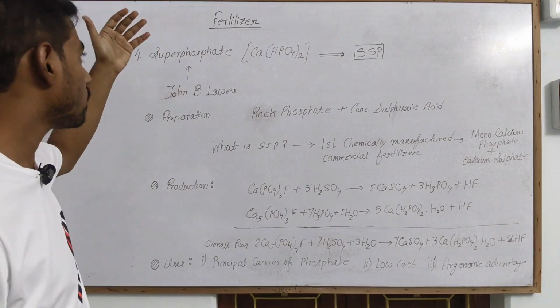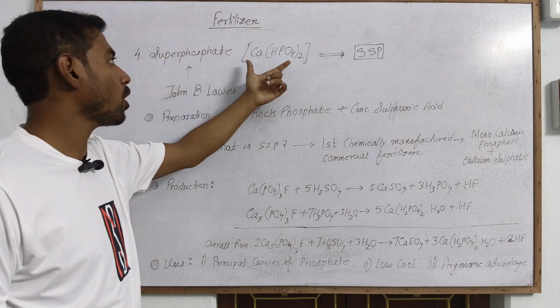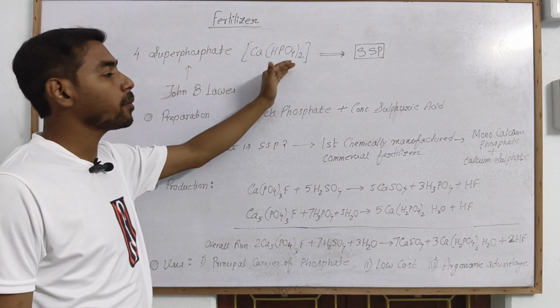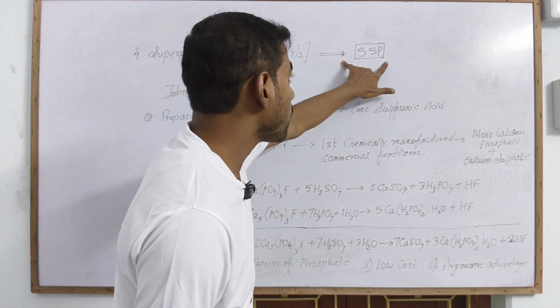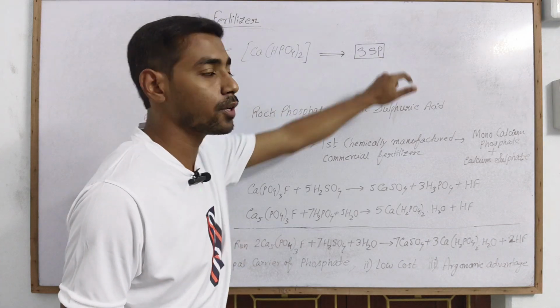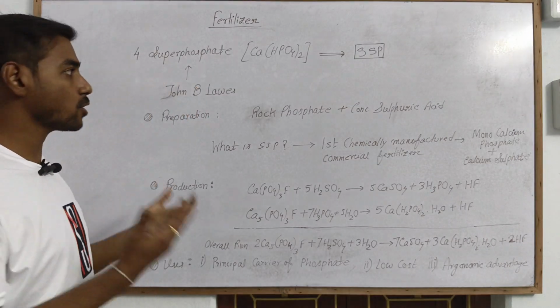Now this is our fourth fertilizer, that is superphosphate. The chemical formula of the superphosphate is Ca(H2PO4)2, and it can be referred to as single superphosphate, which can be written in short form as SSP. And the scientist John B. Lawes actually named it superphosphate.